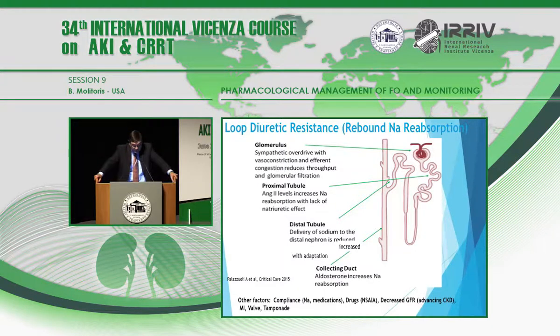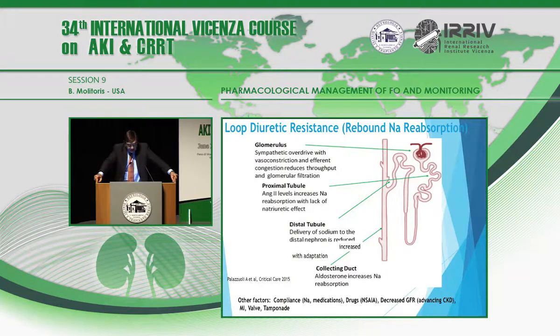So it starts with glomerular filtration. It then extends to the proximal tubule, where your high A2 levels increase sodium reabsorption and block your natriuretic effect within it. And even a low flow in the proximal tubule leads to a higher sodium reabsorption independent of anything else going on in the proximal tubule.